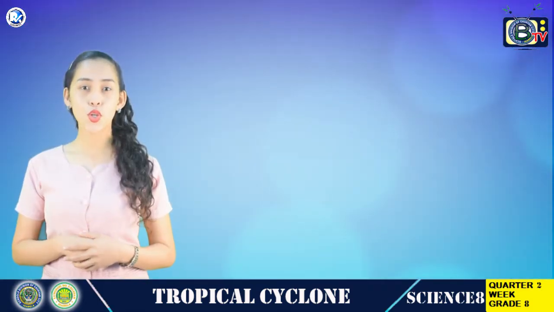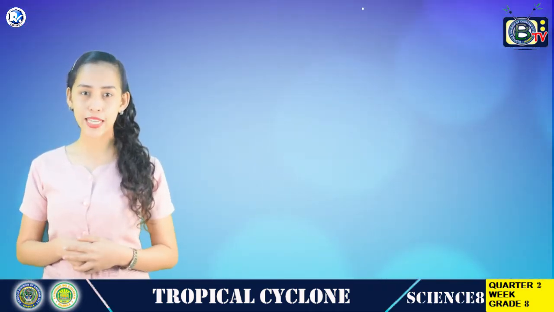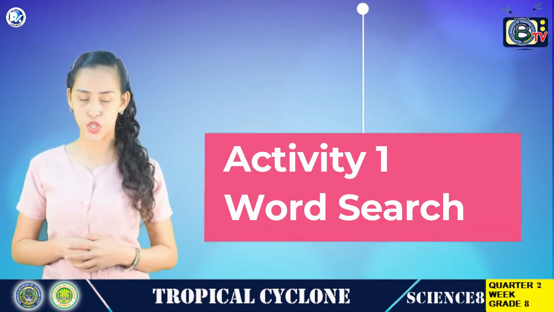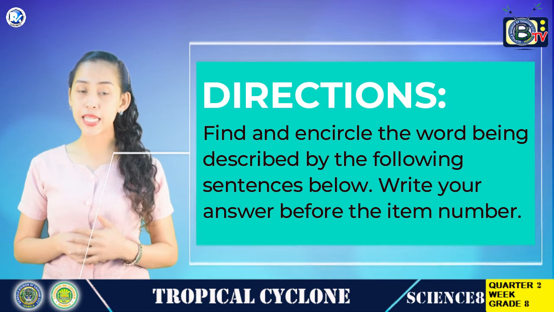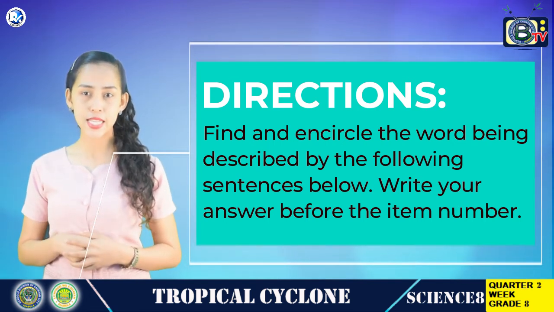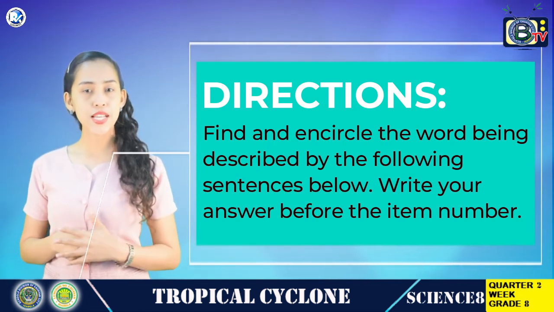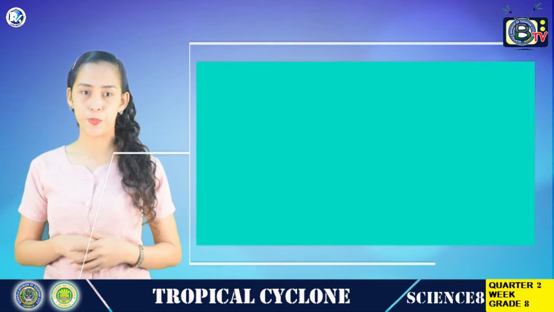In your module, you will see activity number 1 entitled Word Search. Direction: find and encircle the word being described by the following sentences below. Write your answer before the item number.